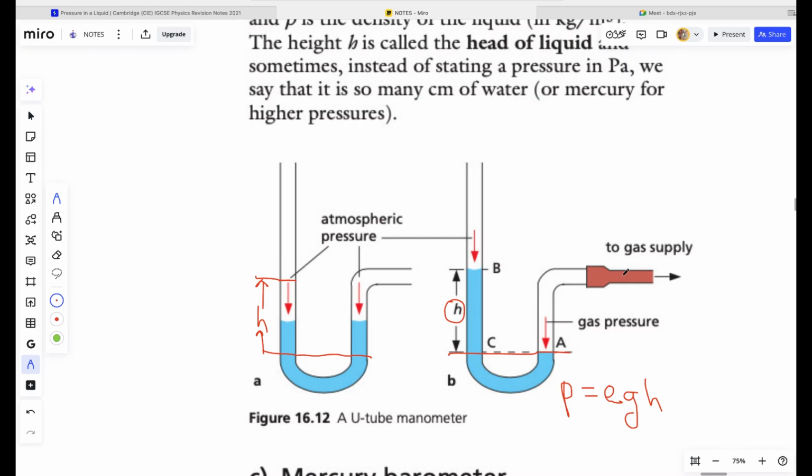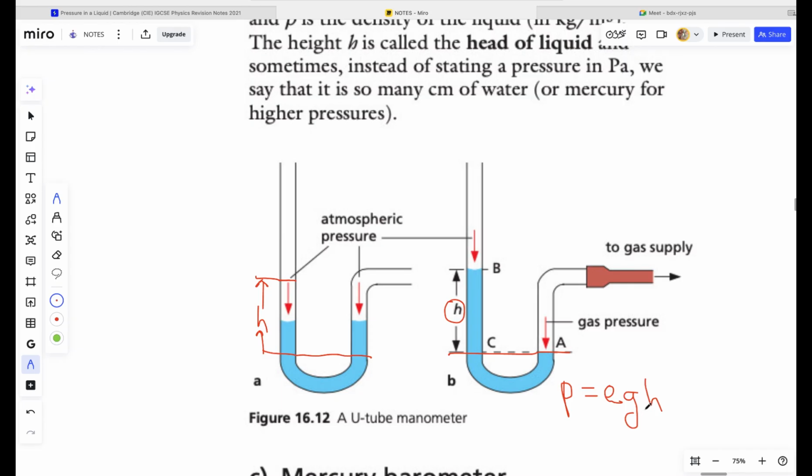So how to know the pressure with which the gas is exerting on the liquid is to measure the height difference between the two levels, level A and level B. Once you measure the height difference, you bring the height to the pressure in liquid formula.